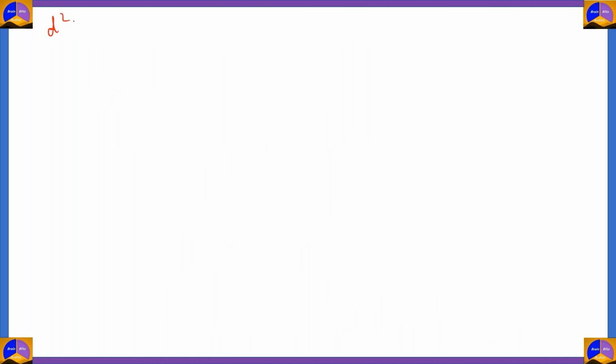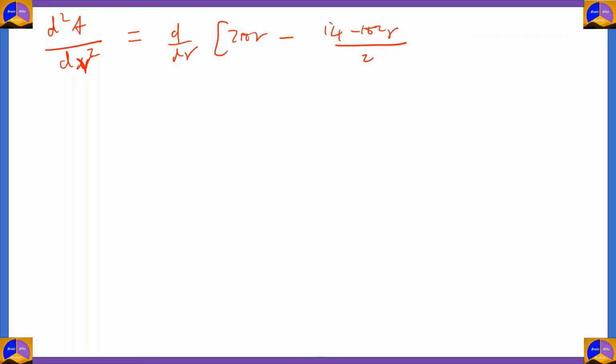Now we'll do double differentiation. d square A by dr square will be equal to d by dr of (2 pi r minus (14 pi minus pi square r) divided by 2). So d by dr of r is 1, so we get 2 pi, and then plus pi squared by 2. Because what happens here is that 14 has no term of r, so it becomes 0 on differentiation. And minus pi square r by 2 becomes minus pi squared by 2. Minus of minus pi squared by 2 is pi squared by 2, so 2 pi plus pi squared by 2.